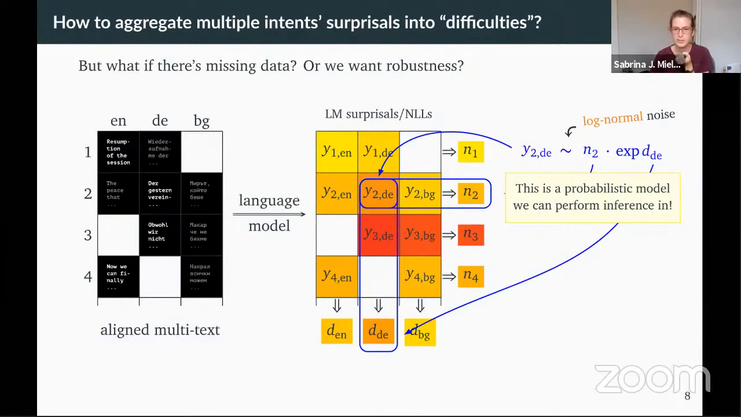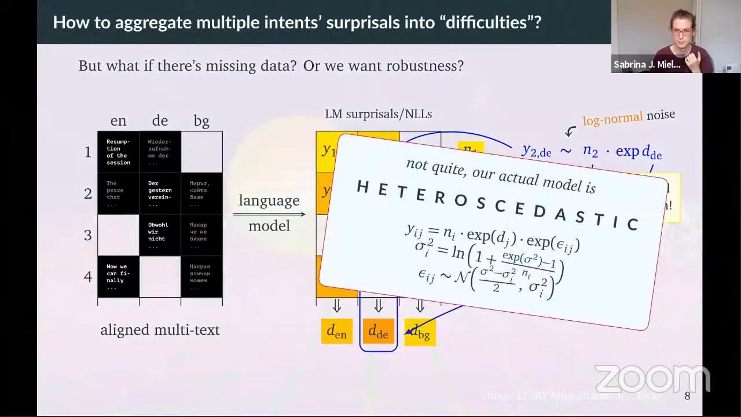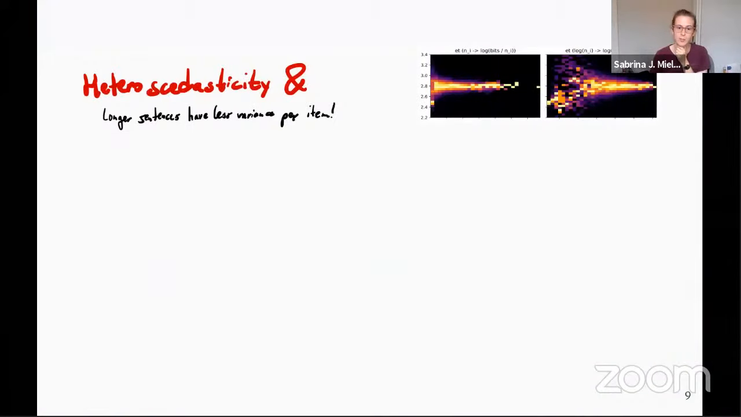And the observation here is that the variance of longer sentences is actually smaller, because longer sentences have more individual units, so that overall it kind of evens out and you come very close to the correct estimate. Whereas a short sentence like "resumption of the session", well, you don't really know. It could be very far away from your product estimate. So that's what heteroscedasticity is all about.